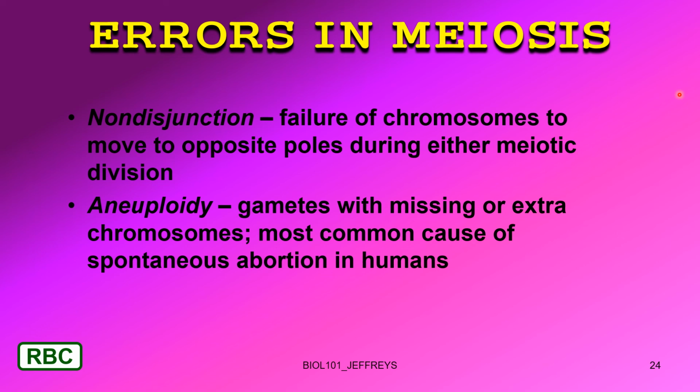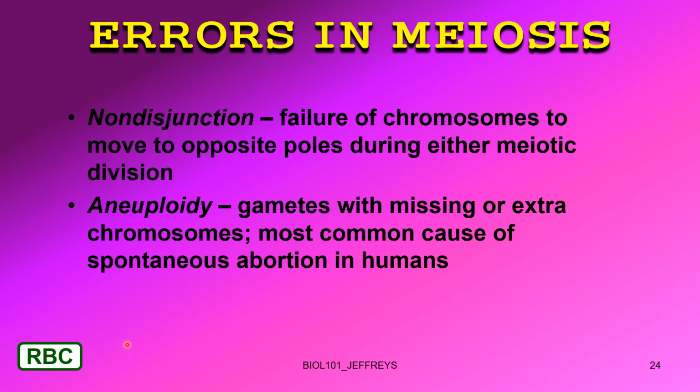Just like in mitosis, errors can occur. We have this great identification and repair mechanism in mitosis, as you well know. In meiosis, we can get non-disjunction. Non-disjunction is a failure of chromosomes to move to opposite poles during either meiotic division. They do not disjoin. That's non-disjunction. All right, so they do not come apart, and so you might get 21 chromosomes on one side and 24 chromosomes on the other, like that.